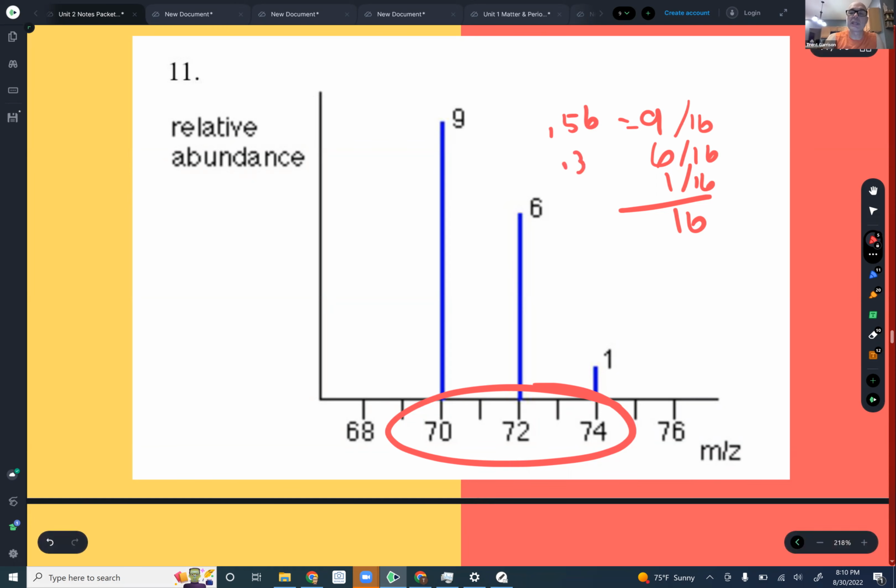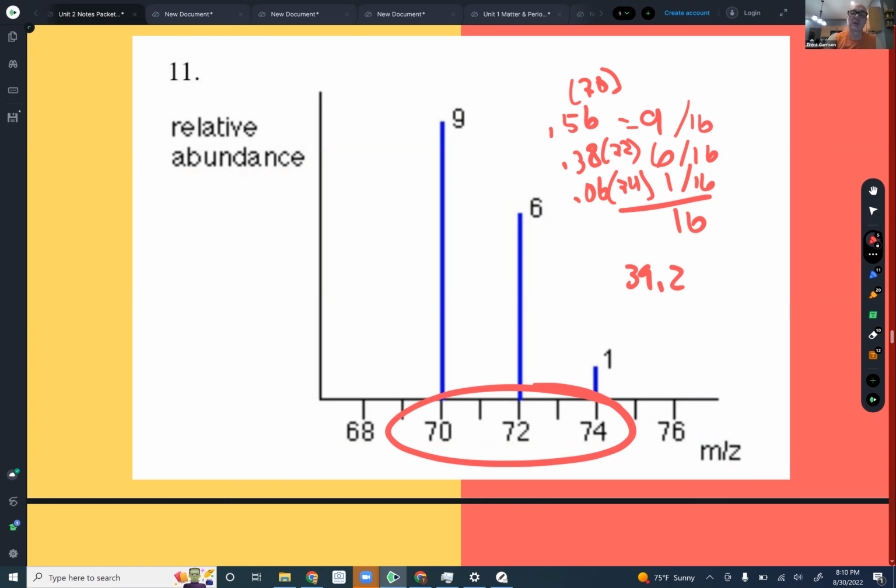This is 0.38. And this is 0.06. So we take those percentages, multiply them by the weights, 70, 72, and 74, and we will get the average atomic mass. So 70 times 0.56, that's 39.2. 0.38 times 72, that's 27.4, and 0.06 times 74 is 4.4.